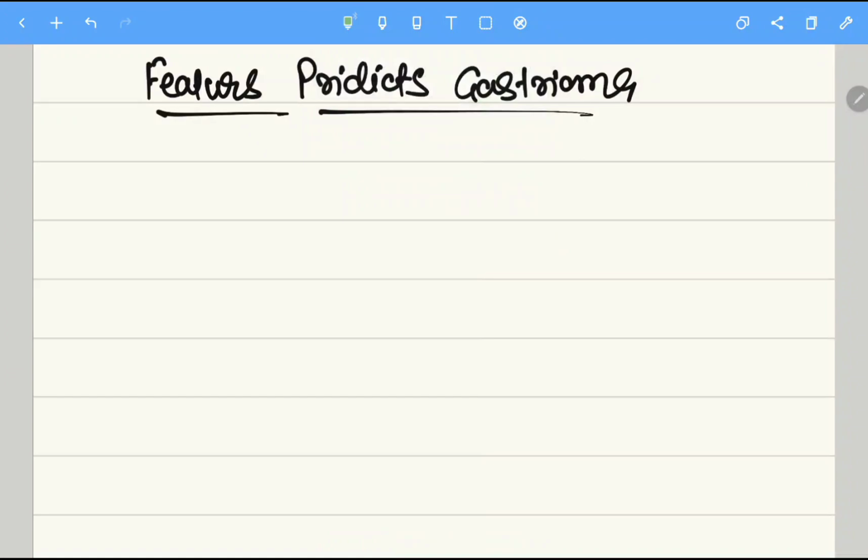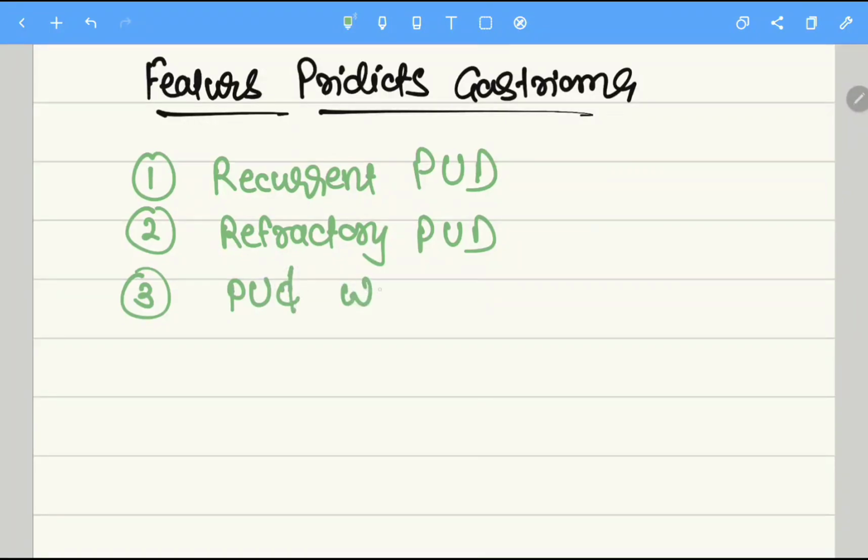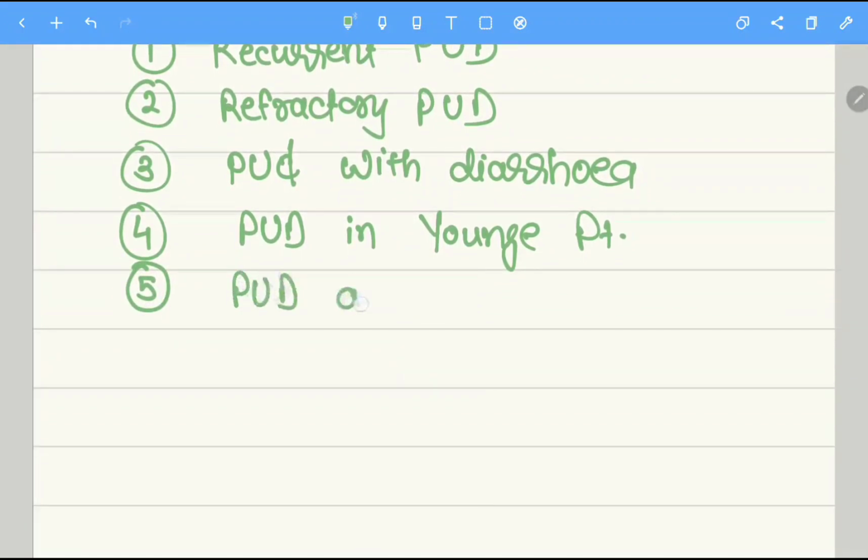As you know, it is associated with hyperacidemia or increased gastric acid secretions. So what are associated? When will you suspect? In case of recurrent peptic ulcer disease, recurrent, even if you treat those patients, they recur automatically in a few times, right? Other is refractory peptic ulcer disease. Yes. What else? Peptic ulcer disease with diarrhea. Yes. Peptic ulcer disease in young patient. Yes. Peptic ulcer disease at unusual location.